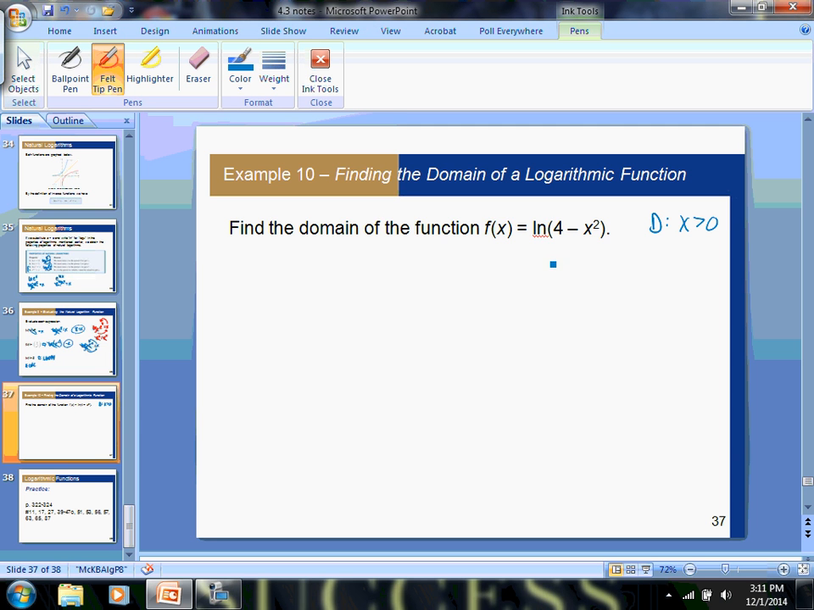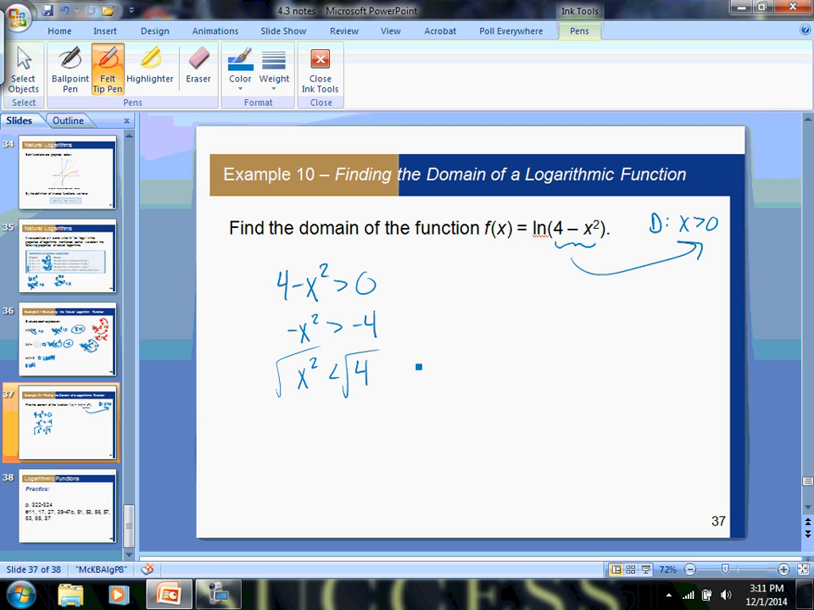So that means if I'm trying to find the domain of this function, natural log of 4 minus x squared, that stuff right there is what has to be greater than 0. Whatever I take the log or natural log of has to be greater than 0. So I need to take 4 minus x squared and set it greater than 0. And then just solve for x. So I can subtract the 4 over. And when I divide by the negative 1, remember that's going to flip my inequality sign. And then I'm going to take the square root.